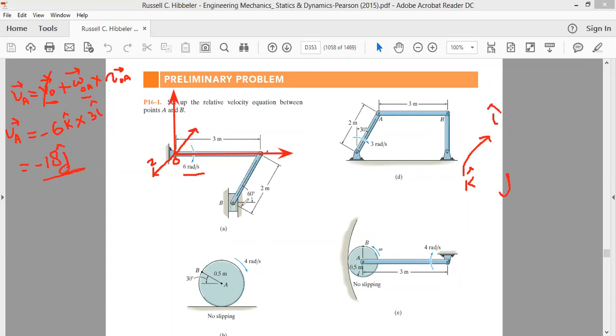Now the question says set up the velocity equation between points A and B. We have to set up the velocity equation between points A and B. So what velocity equation we can write between points A and B is very easy for us. Now we can draw the vectors from point O to point A. We can draw the velocity vector, we can draw one more vector from point A to point B, and we can draw one more vector from point O to point B. Therefore, we can write the velocity of point B in terms of the velocity of point A.